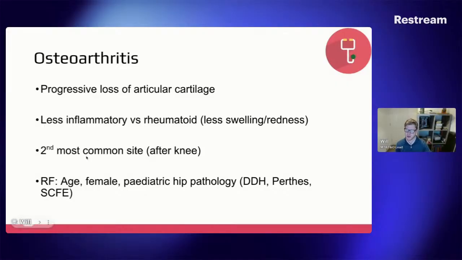Osteoarthritis of the hip is the second most common site after the knee. And risk factors for osteoarthritis include increasing age, being female, and a big indicator is pediatric hip pathology. So that's developmental dysplasia of the hip, Perthes disease, and what's called SCFE or SUFE, which is slipped capital femoral epiphysis. We'll cover more of that in our pediatric orthopedic session.